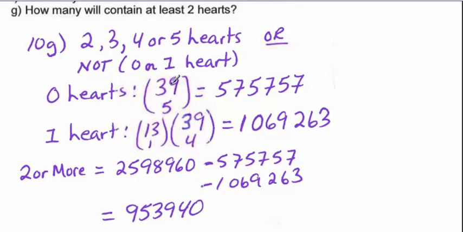So 0 hearts would be, again, there are 13 cards that are hearts, so 39 cards that are not. 39 choose 5 is that many possible hands without any hearts. This is the number of possibilities of hands with 1 heart, so 13 choose 1, and then 39 choose my 4 other cards. And of course, 2 or more would be all of the other situations. So as we saw last time, take the total number of hands possible, subtract the 2 that are not of interest to me, and I'm left with this many hands that contain 2 or more hearts.